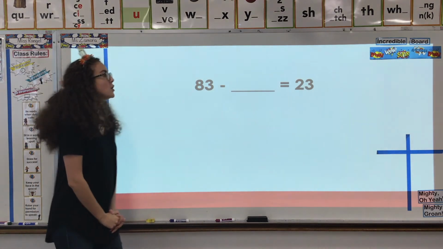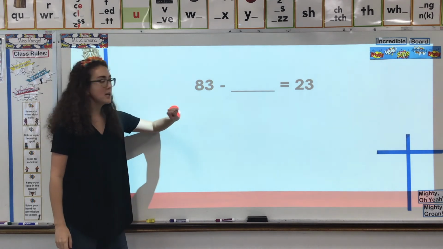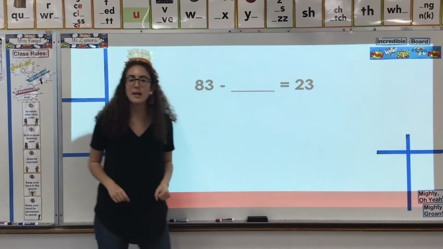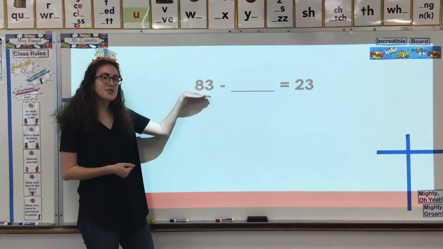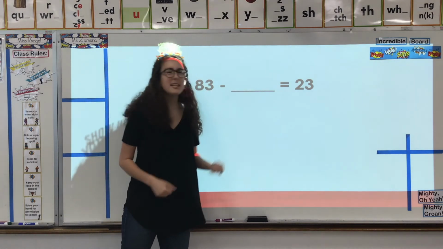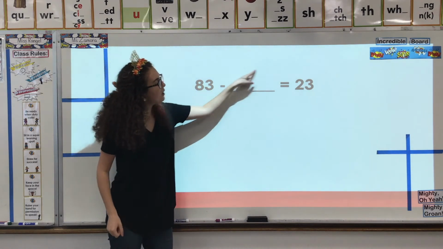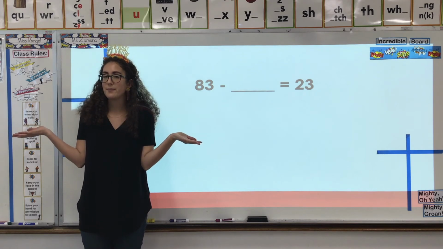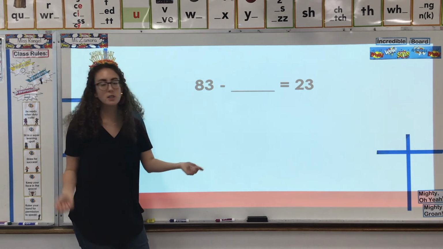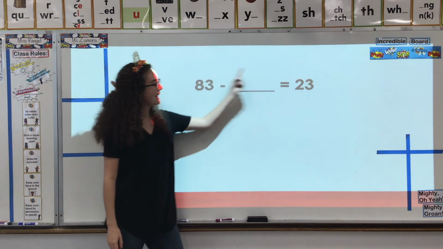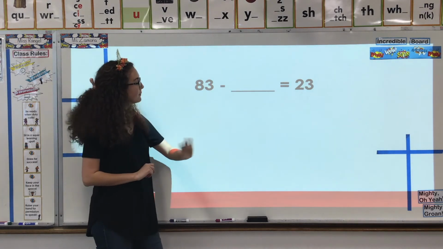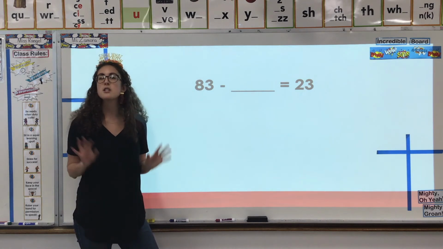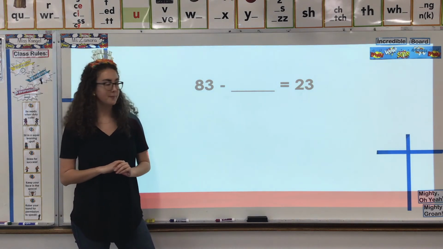Okay, so we have 83 minus something equals 23. So we know we started with 83 and we ended up with 23. But how much did we take away? That's our mystery question. We know it's a multiple of 10 because 8 and 2, the tens are different. But 3 and 3, the ones, they're the same. So all we changed was the tens.